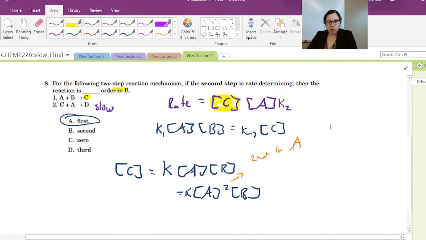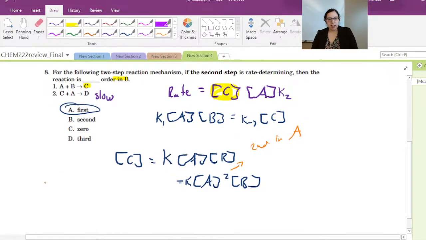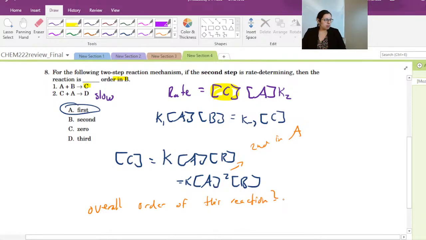And then don't forget the other question that we could ask. We could say, what is the overall order of this reaction? Do you remember what that is asking for? It's asking you to add them, basically. So that's third order. So just remember that last question. You add up whatever exponents, and that's your overall order.